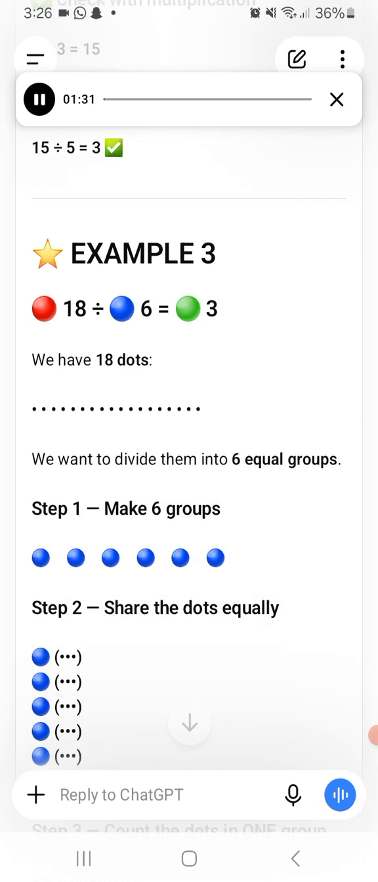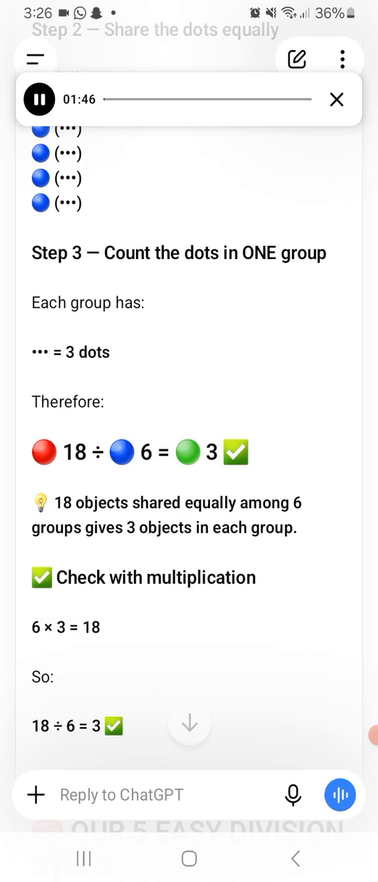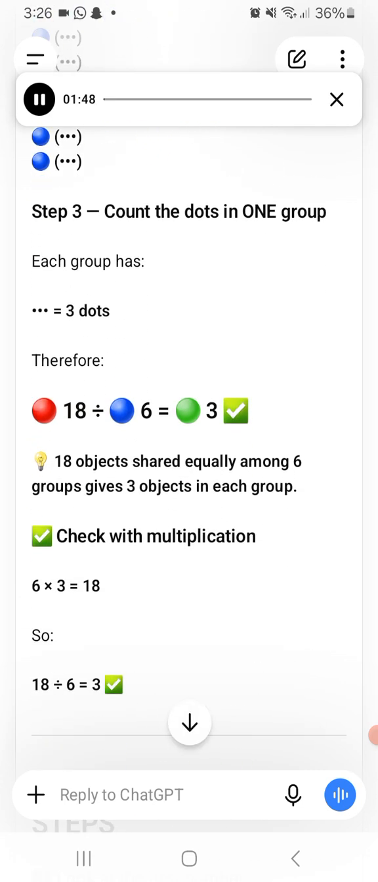Now for example 3. 18 ÷ 6 = 3. We have 18 dots. We want to divide them into 6 equal groups. Step 1, make 6 groups. Step 2, share the dots equally. Step 3, count the dots in one group. Each group has 3 dots. Therefore, 18 ÷ 6 = 3.